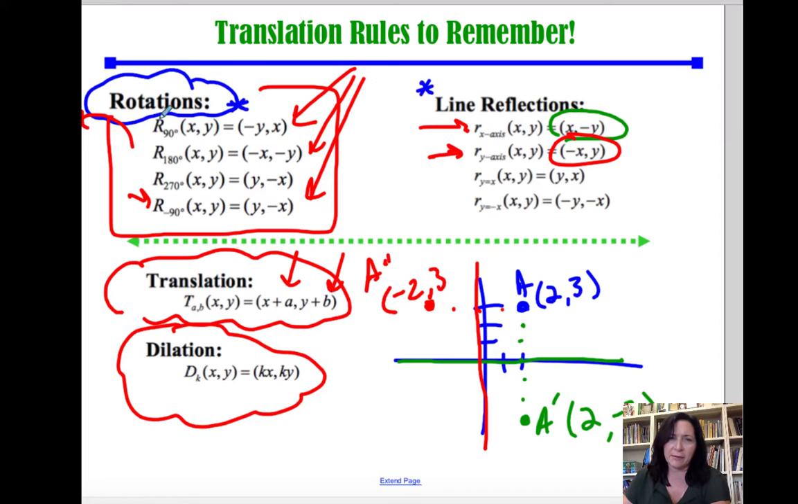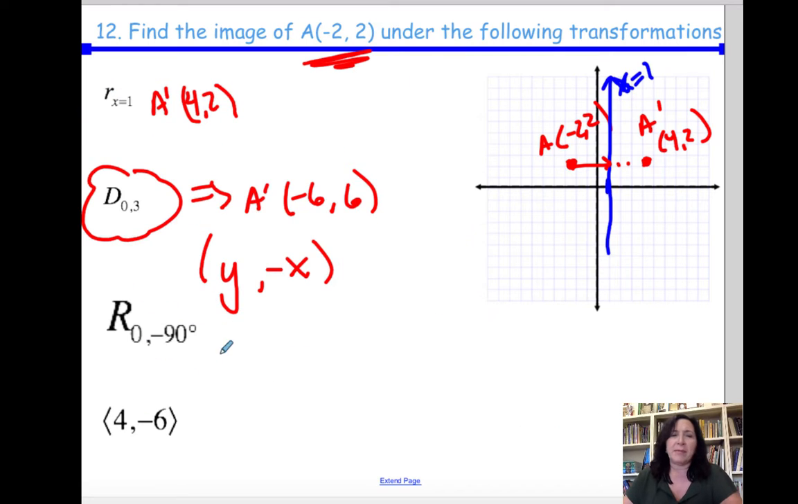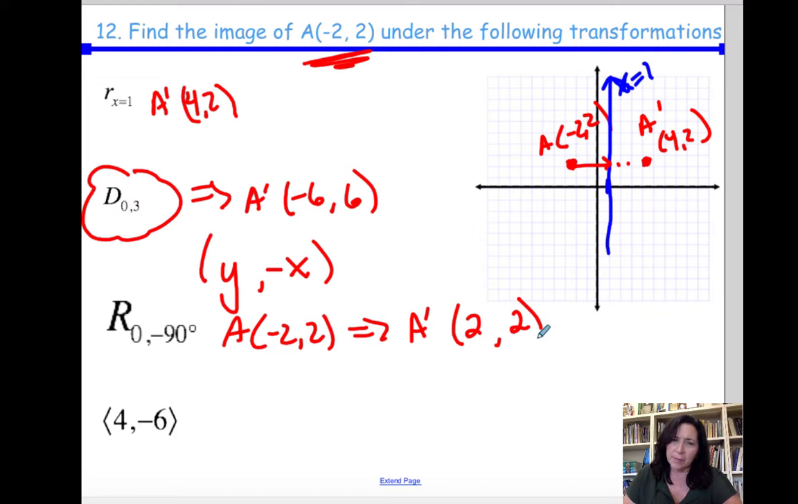So going back, if you look at this negative 90 right here, this is the one I'm looking at: y, comma, negative x. So that means that whatever my point is, if my point for A is negative 2, comma 2, the rotation around negative 90 degrees is going to go to A prime, and take your y, so that's y, which is 2, and then negative x, which is 2. So that's taking my negative 2, and rotating it around that way. So what do we have now?